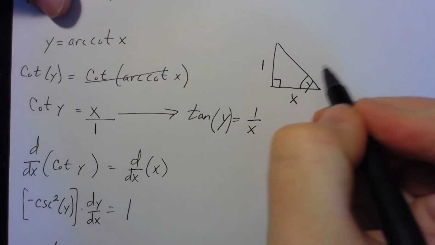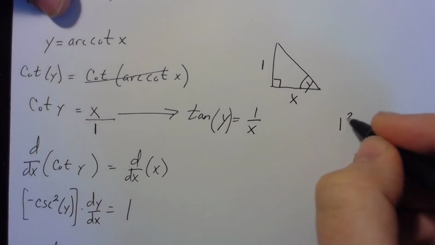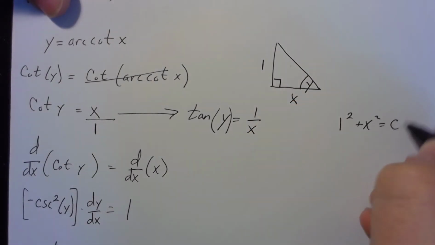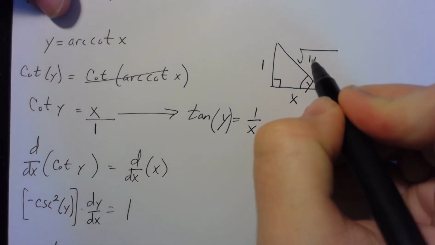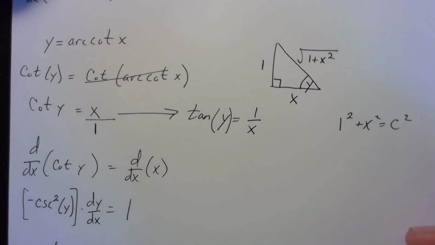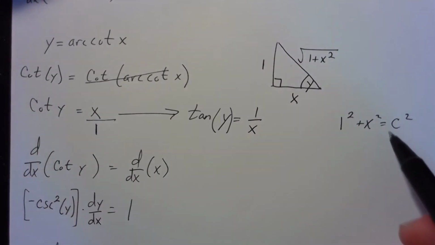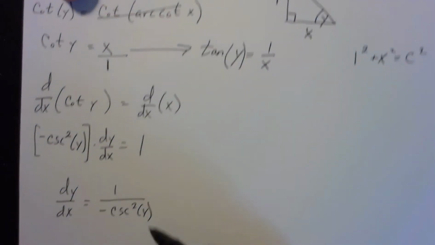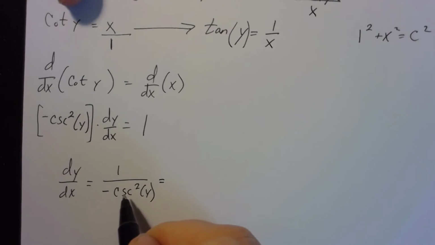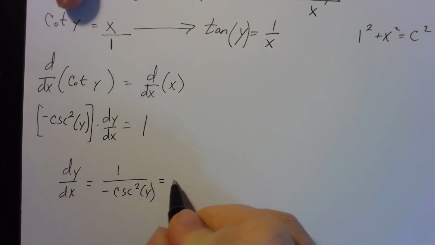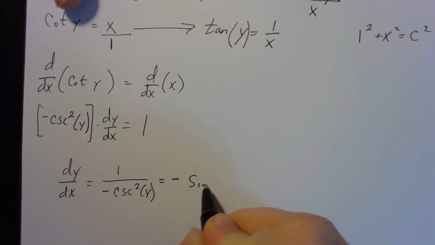So the piece that we're missing is this thing right here, which you can find by doing 1 squared plus x squared equals c squared, where this thing right here is c. So if I were to solve, I get the square root of 1 plus x squared. This provides me with the piece that I'm going to need to solve for cosecant squared. Now, we can manipulate this function so that I can see it as, remember, cosecant is 1 over sine. So that means that this is the same thing as negative sine squared of y.